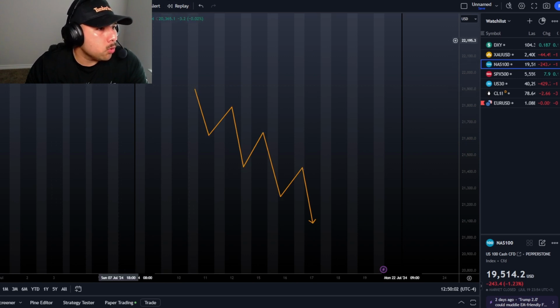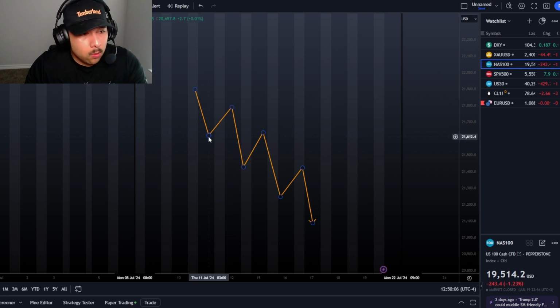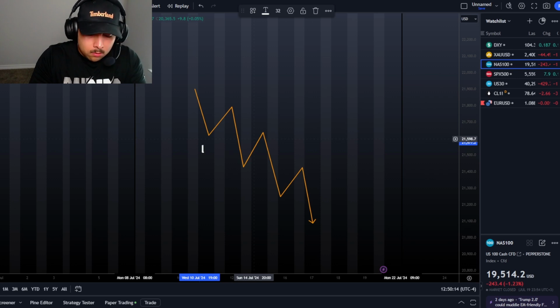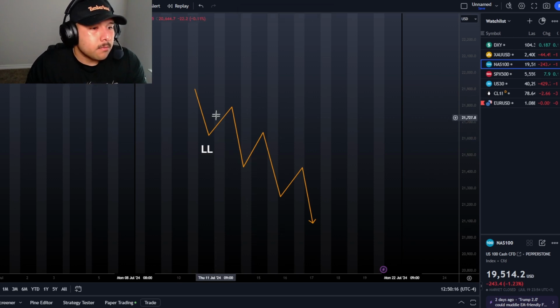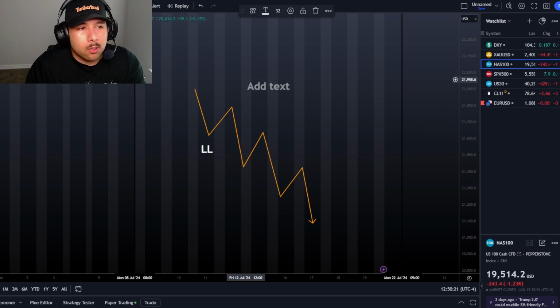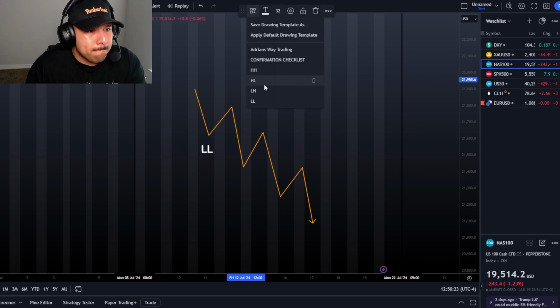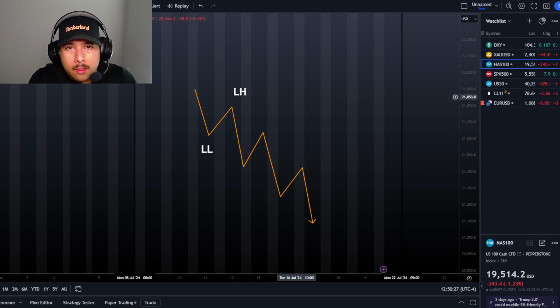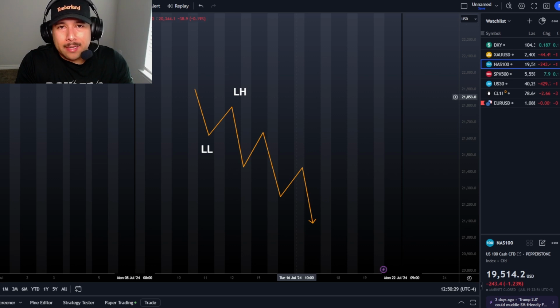Once price moves or rallies to the downside, it creates a lower low, and the reason why is because this low is lower than this previous low. So this will be known as the lower low. Once it creates the lower low, it's going to create a retracement or a pullback, creating a lower high.